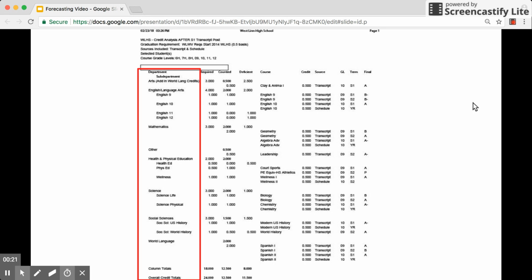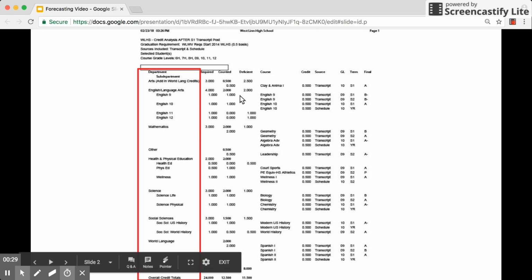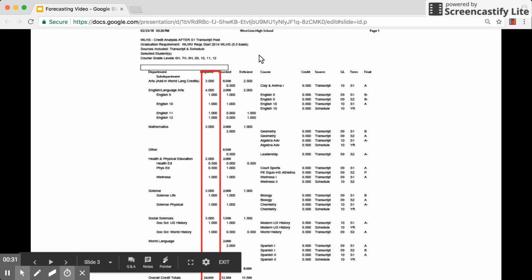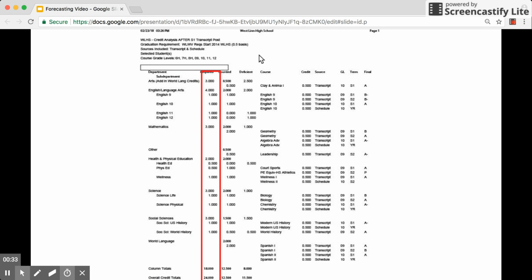The first row dictates classes in specific departments that are required. For example, English, math, health and PE, science, and social science, and world language. This column dictates how many credits are required in each department. For example, English is required 4, math is required 3, PE 2, science 3, and social science 3. And these are to hit graduation requirements.